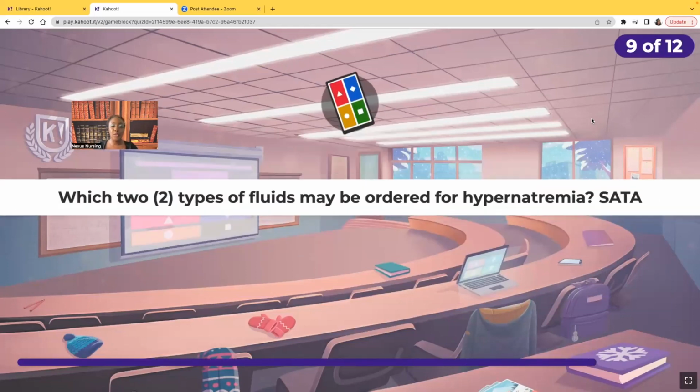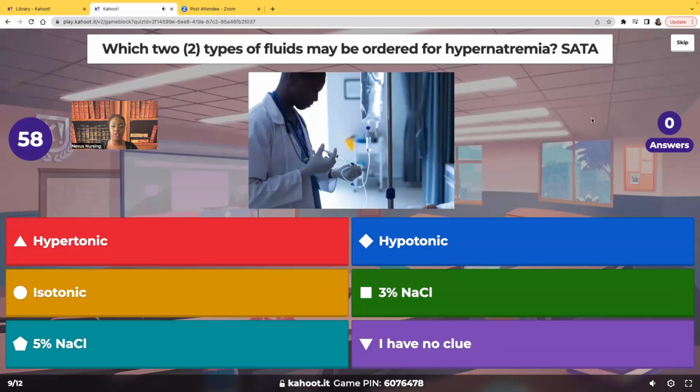All right, select all that apply. Which two types of fluids may be ordered for hypernatremia? So you're going to pick two. What two types of fluids would you expect to be ordered for the patient that is hypernatremic? Would it be a hypertonic solution, a hypotonic solution, isotonic solution, 3% sodium chloride, or 5% sodium chloride?